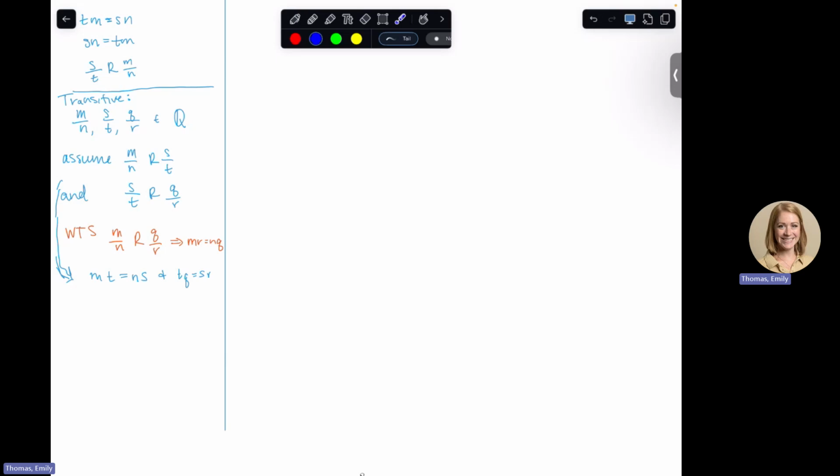What if I divide this one by N? That gives me an S, which I can plug into here. So if I divide this by N, I have M times T over N is equal to S. And T times Q is equal to M times T over N times R. That's so very small. Scooch that over.